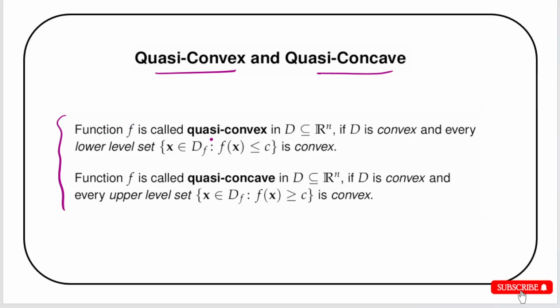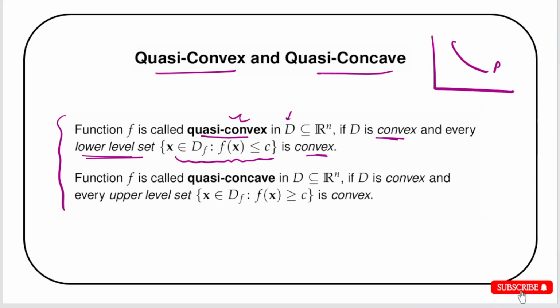So what is a quasi convex function? A function f is called quasi convex in D, which is a subset of Rn, if D is convex and every lower level set is convex. What is a lower level set? This is the definition of a lower level set.